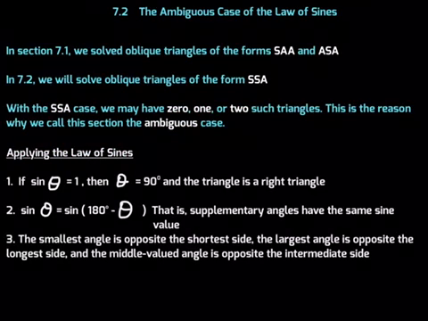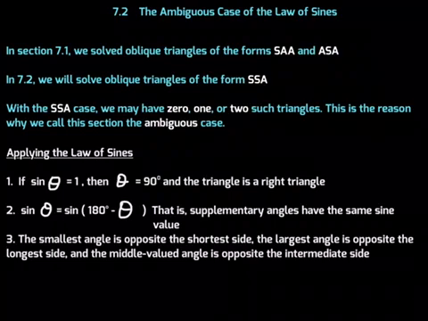Now we're going to be using the law of sines, but I want you to keep some things in mind when you're actually using the law of sines. First of all, if you find that sine of an angle, theta, let's say, is equal to 1, well, that just means the angle is 90 degrees and the triangle is a right triangle. If you find sine of an angle, keep in mind that supplementary angles have the same sine value. So sine of theta is equal to sine of 180 degrees minus theta.